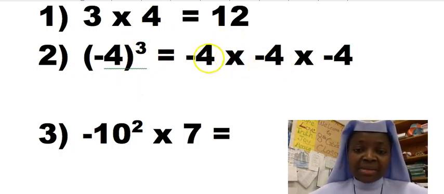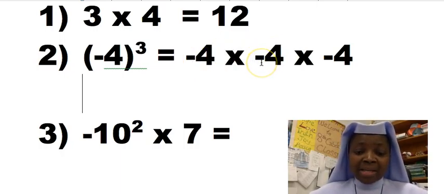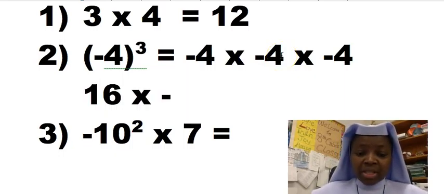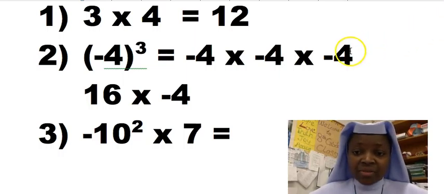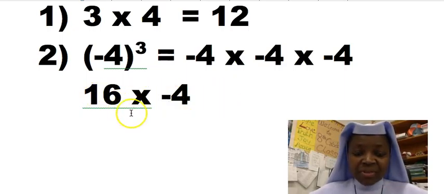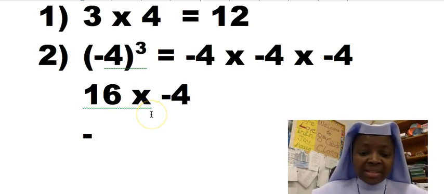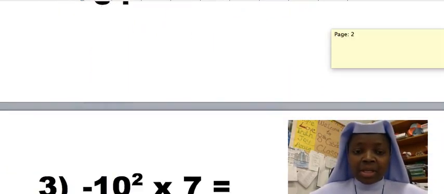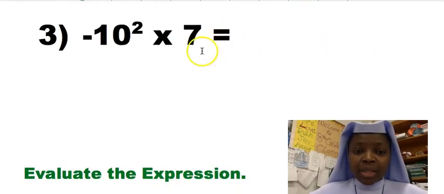So negative 4 times negative 4, we have negative times negative. Both of them are the same. Our answer will be positive. And 4 times 4 is 16. So it's positive 16. Times, we bring down the last negative 4 here. So now we have a positive times a negative. They have different signs. So our product will be negative. And 16 times 4 is 64. Okay? So that's our answer for that. So let's look at the next question.